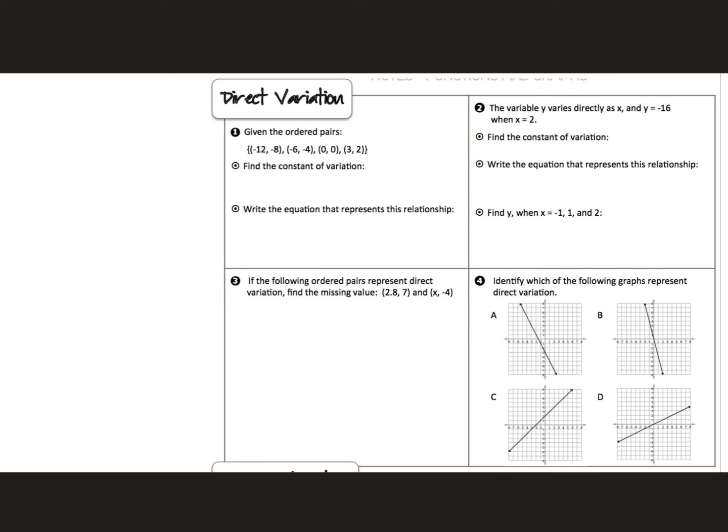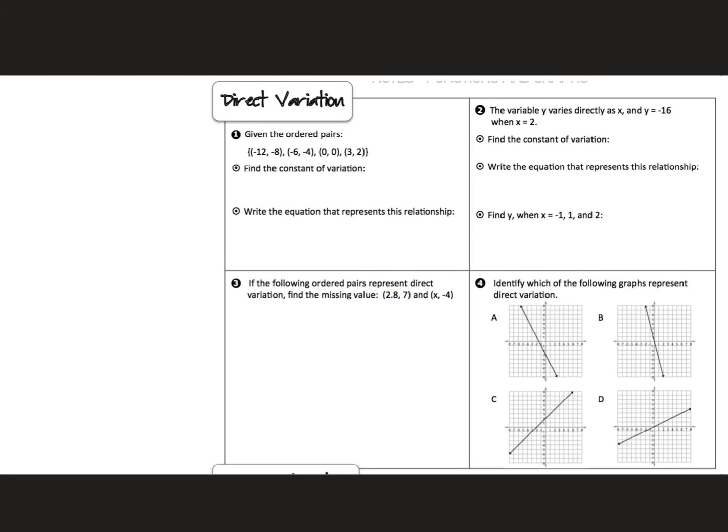First of all, we're going to start off with direct variation. A couple reminders. Remember, the equation is y equals kx. And we know we find the constant k with y divided by x. Given the ordered pairs, first, they want us to find the constant of variation. Then they want us to write the equation. We find the constant by putting y over x. So I'm going to take my -8 and put that over -12. Both are divisible by 4, so I get 2 over 3.